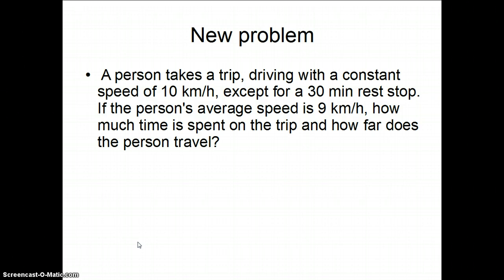Alright, a new problem. A person takes a trip driving with a constant speed of 10 kilometers an hour, except for a 30-minute rest stop. If the person's average speed is 9 kilometers an hour, how much time is spent on the trip and how far does that person travel? Once again, I'm assuming straight line motion, that all of this motion is in one direction. At first, this seems rather challenging, and it seems like I'm not giving you enough information to solve the problem. But first, let me define a few things.